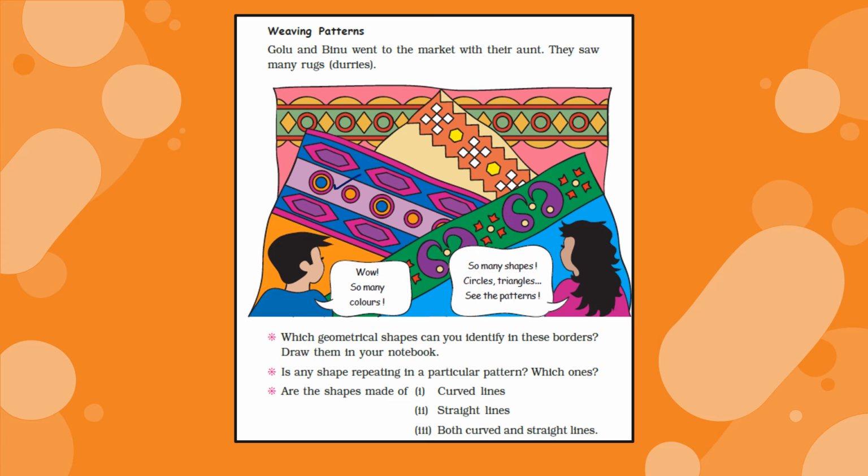First, there's a circle, there are squares, diamond, semicircle, a lot of shapes, right? Try this question at your home. Is any shape repeating in a particular pattern? Yes, the shapes are repeating. That's why it's a pattern, right?